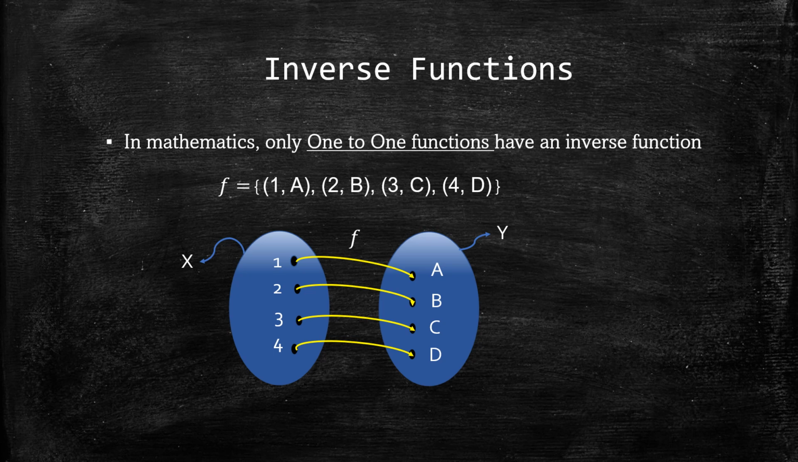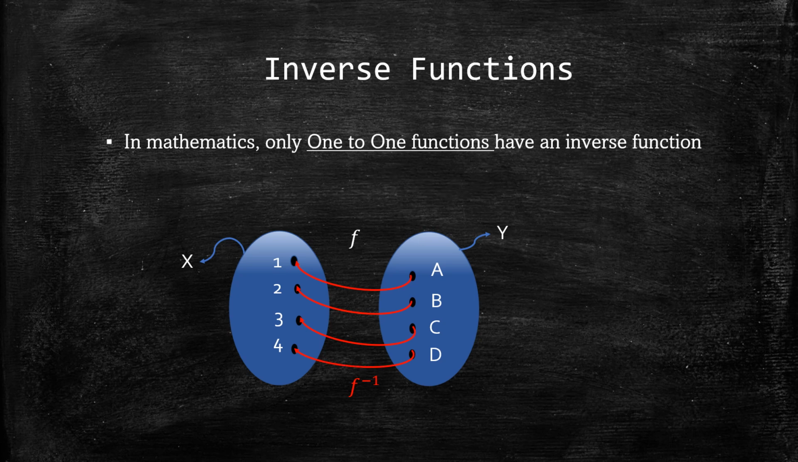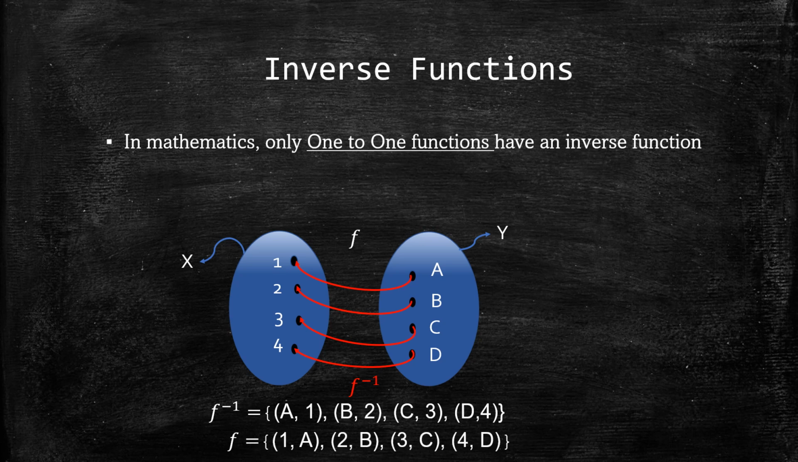Now, speaking about the inverse function, we're bringing back our one-to-one function. What does the inverse look like? This is our function. Now the inverse is going to be from A to 1, from B to 2, from C to 3, and from D to 4. So this is my inverse function, and this was my function.